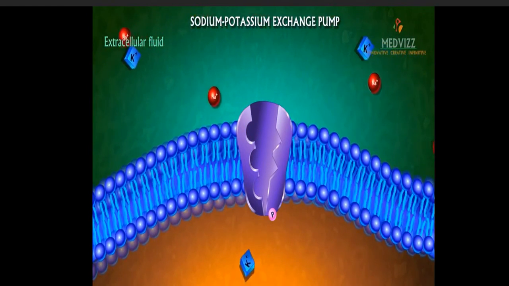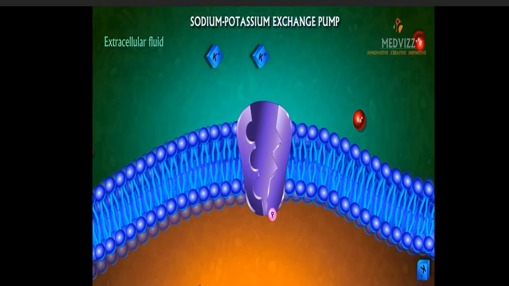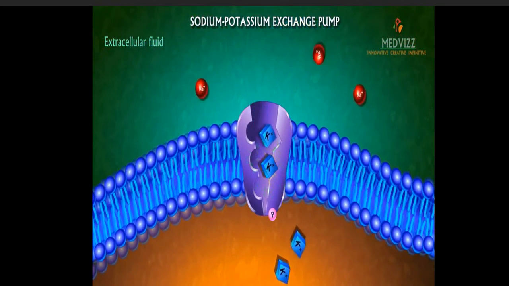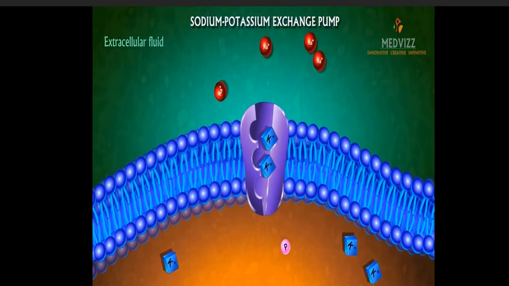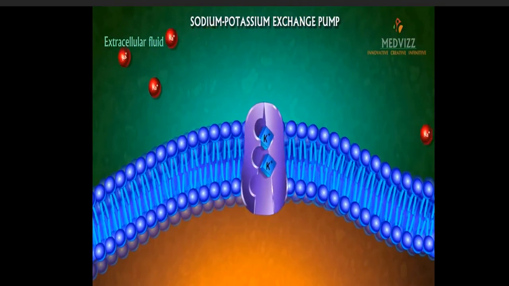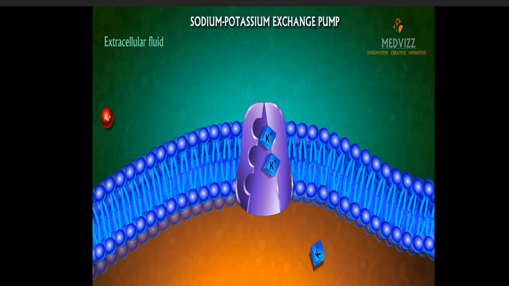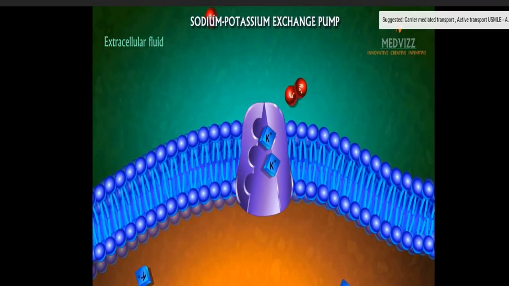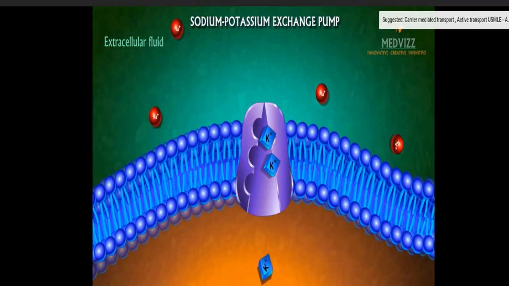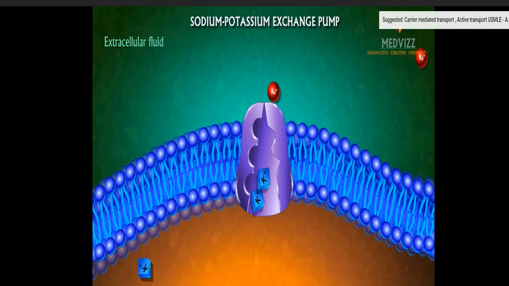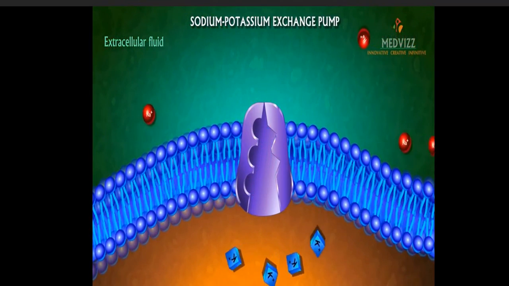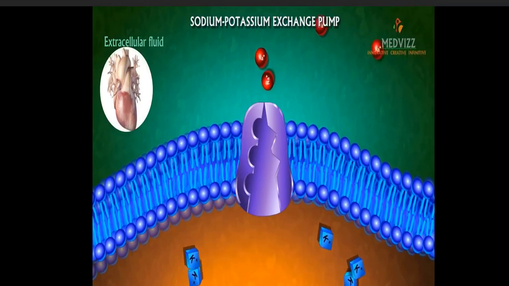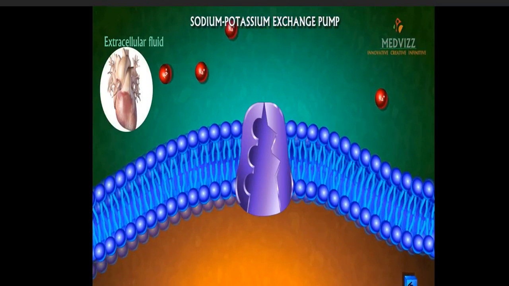The new conformation has a high affinity for potassium ions, 2 of which bind to the extracellular side of the protein. The bound phosphate now dissociates, and the protein reverts to its original conformation, exposing the 2 potassium ions to the cytoplasm on the inside of the cell. This conformation has a low affinity for potassium ions, so the 2 bound potassium ions dissociate from the protein and diffuse into the interior of the cell.